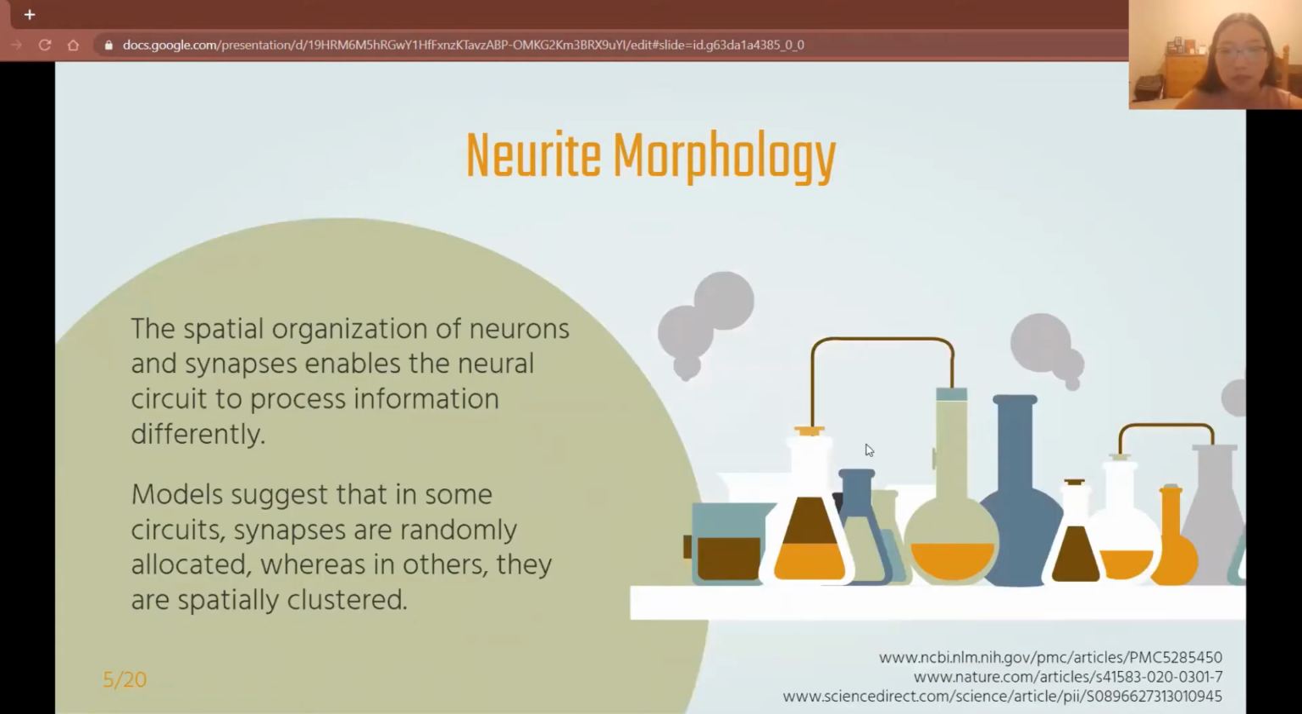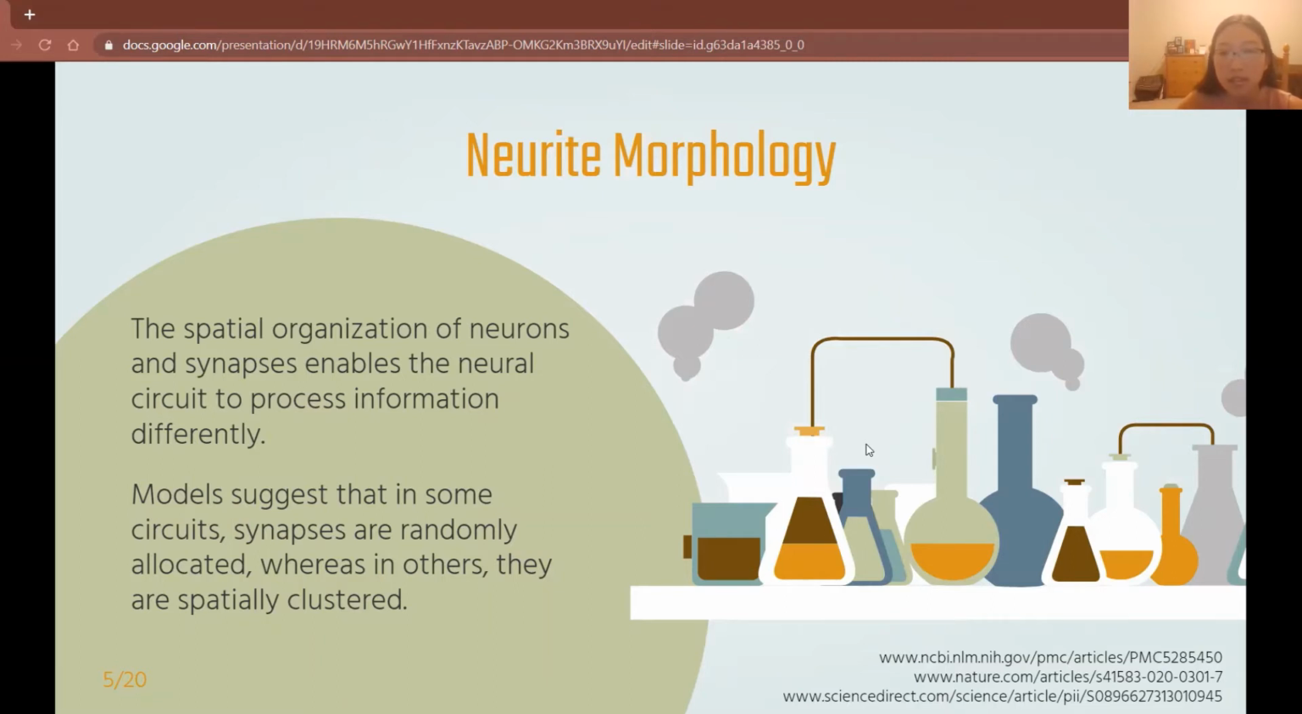So what does the field currently know about how neurite morphology affects output? Unlike a field like physics, we don't have a strict formula for where and why synapses form at the locations they form at. We currently know that neural circuits process information differently by the types of neurons and how their synapses are distributed. For example, studies over the past decade have shown that certain neuron models match biology better when synapses are randomly allocated than clustered and vice versa.